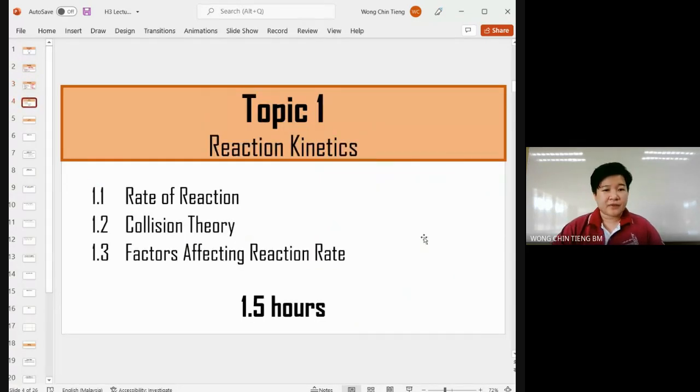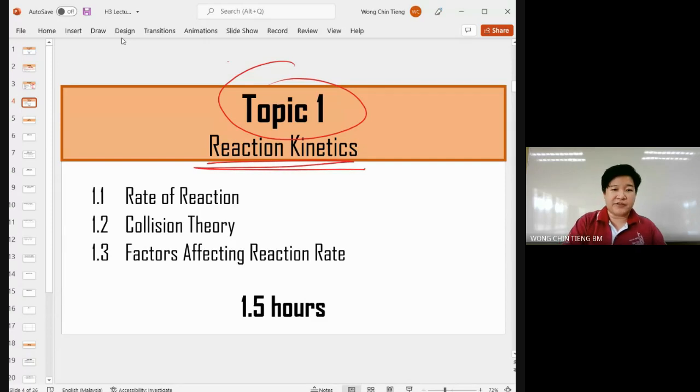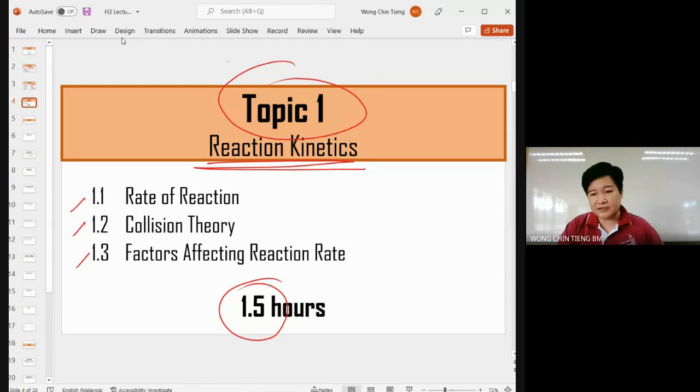Okay, starting today, we are going to talk about your topic 1, reaction kinetic. And we have 3 subtopic, 1.1, 1.2, 1.3, and we only have 1.5 hours. So we have 90 minutes to finish off your topic 1 in the lecture. Sangat-sangat laju, sangat-sangat touch and go, sangat-sangat basic. So generally, every single one of it will have 30 minutes. Okay, dengan kata lain, kalau mengikut takwim, minggu depan kuliah dah kena masuk topik 2.